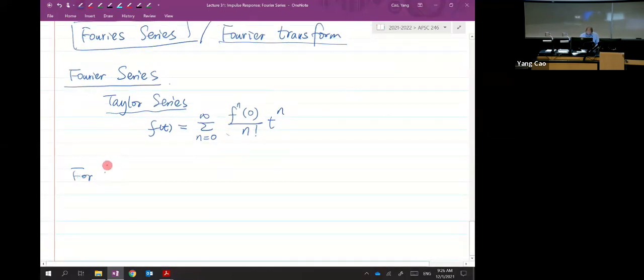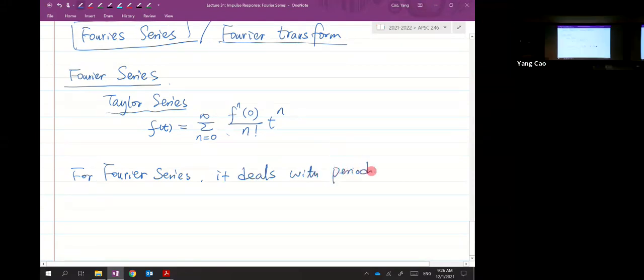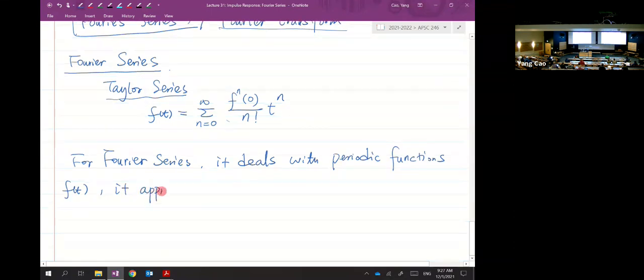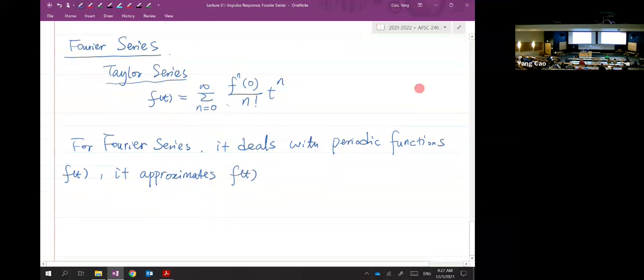So the Fourier series deals with periodic functions, called f of t. Let me write down the final solution, and then we'll get down to the details. It approximates this f of t, again a similar idea as Taylor series. It approximates this periodic function f of t as the following expression.